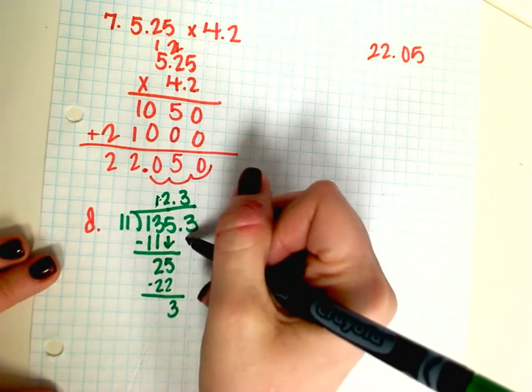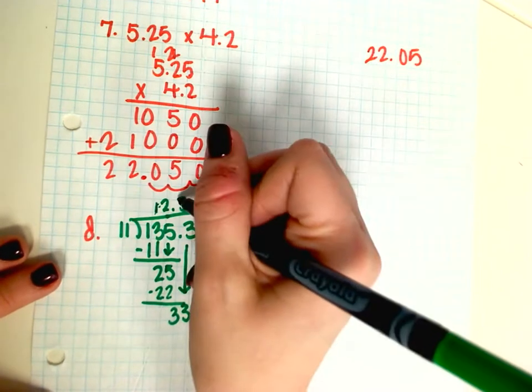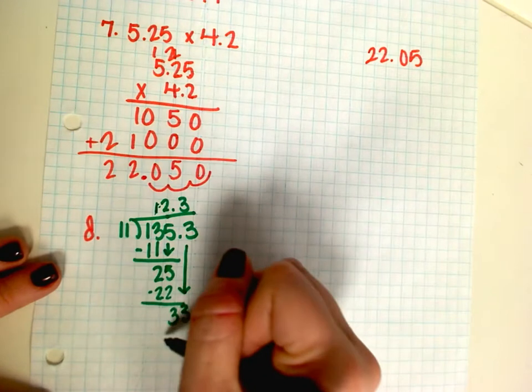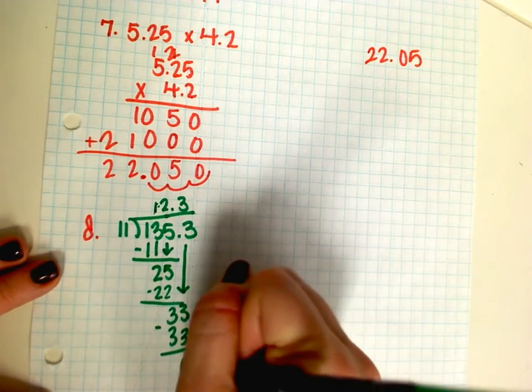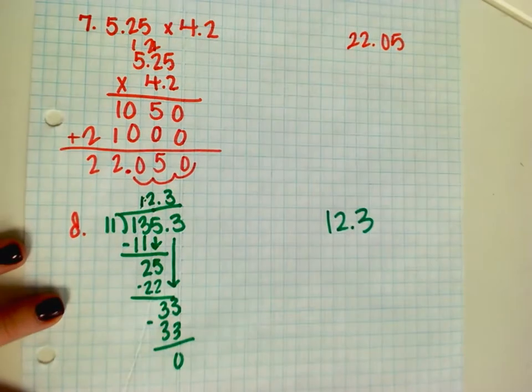Minus, we get 3. Bring down. How many times can 11 go into 33? That is 3 times. 3 times 11 is 33. Subtract, we have no remainder to worry about. 12 and 3/10 is correct.